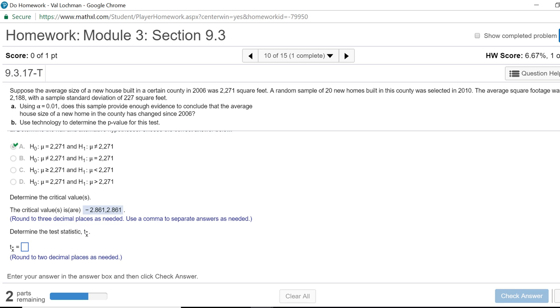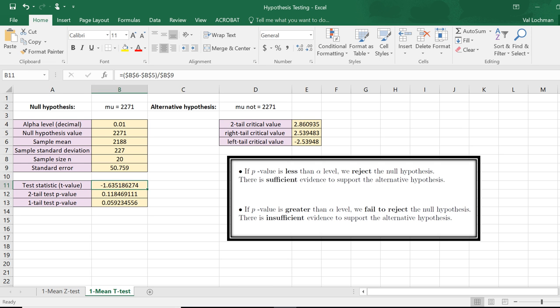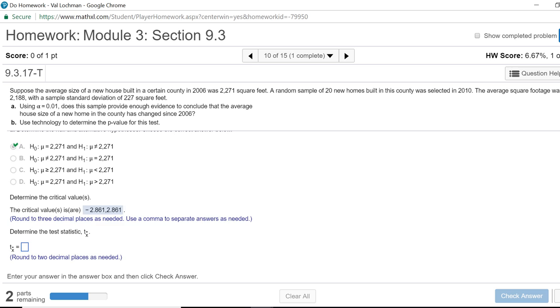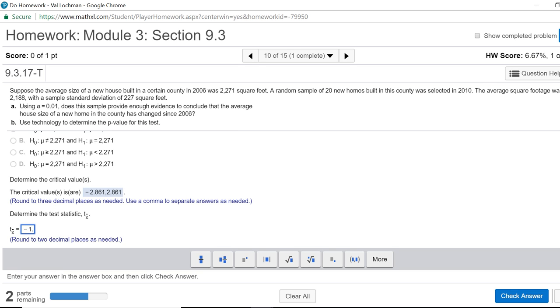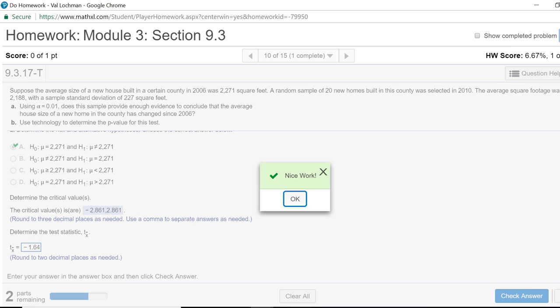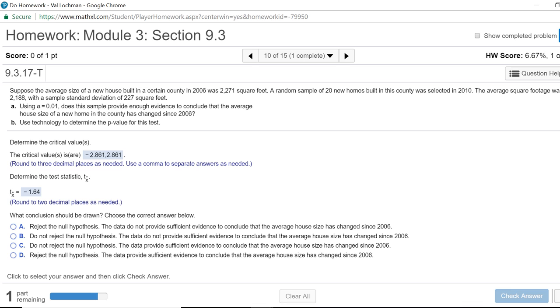Now the test statistic, that is the value that's computed over here. Negative 1.635. They want 2 decimal places, so negative 1.635 would be negative 1.64. Now the question is, what do we do with this? Negative 1.64 falls between these two values. It's not exactly in the middle, but it's greater than negative 2.861 and less than positive 2.861. So it falls into the non-critical region, which means we should not be rejecting the null hypothesis.